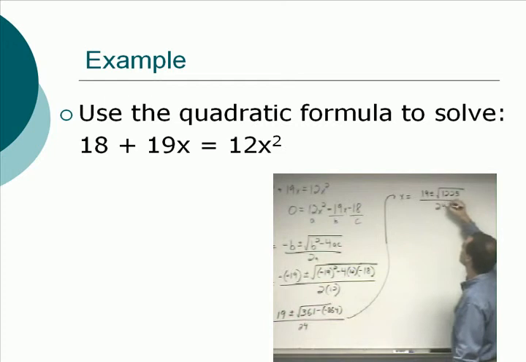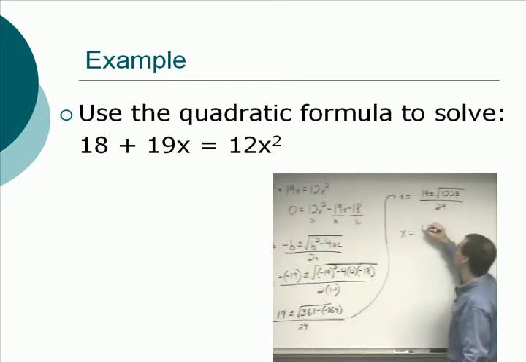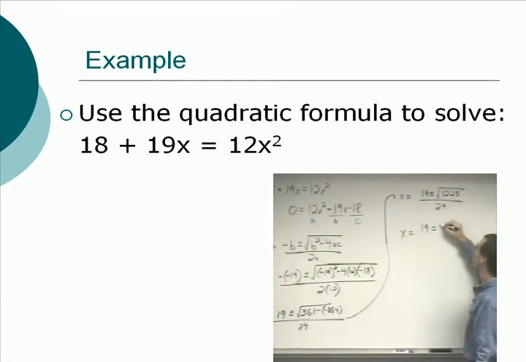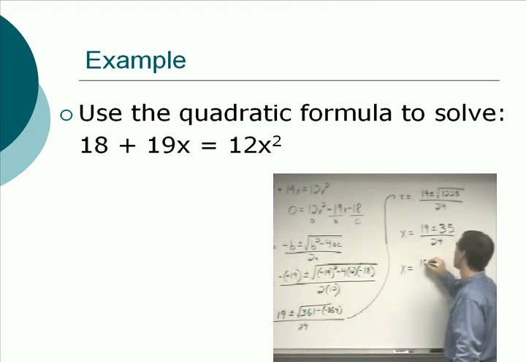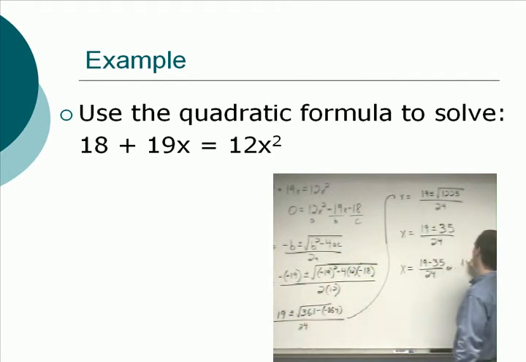all over 24. Well, then we can take the square root of that, and our two solutions are 19 plus or minus 35 over 24. Now, this gets back to what Aaron asked about a little while ago, plus or minus. Well, it's both. Those are your two solutions. One solution is 19 minus 35 over 24. The other one is 19 plus 35 over 24. So there's our two solutions. Now let's just simplify those.